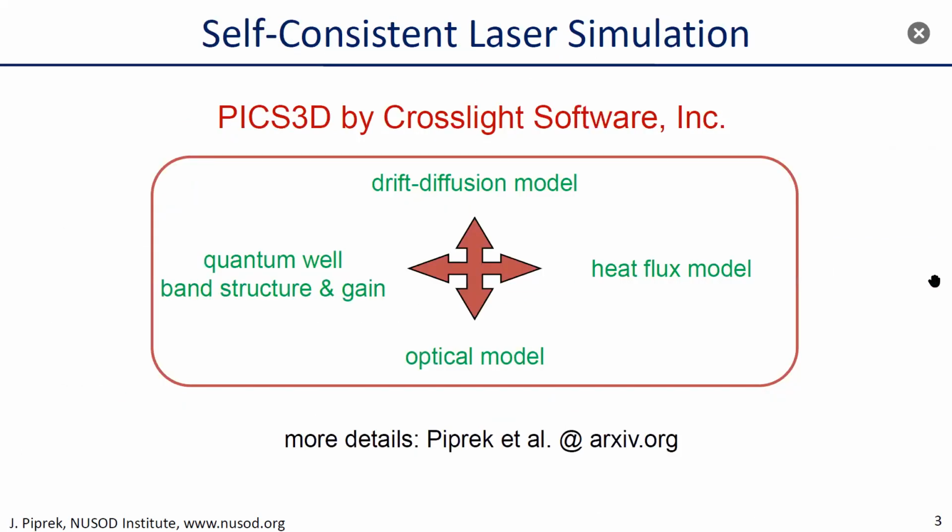I use the Pixel-D software by Crosslight to do these simulations. The software enables a self-consistent laser simulation combining drift diffusion, quantum well band structure and gain calculation, the optical model and the heat flux model self-consistently. This, of course, is a very complex model, and I don't have time to go into details, but you can find more details on arXiv.org, where I uploaded a preprint of the paper that accompanies this presentation. Just look for my name and you will find that paper.